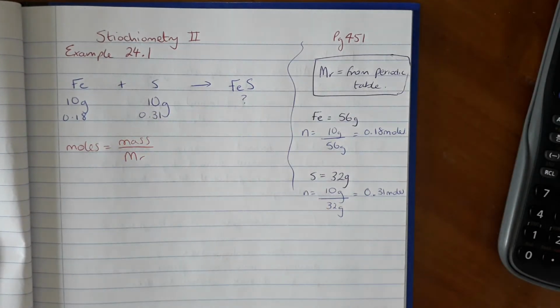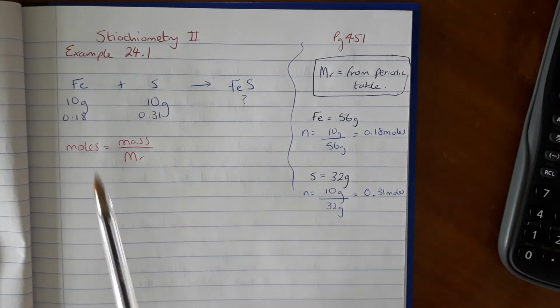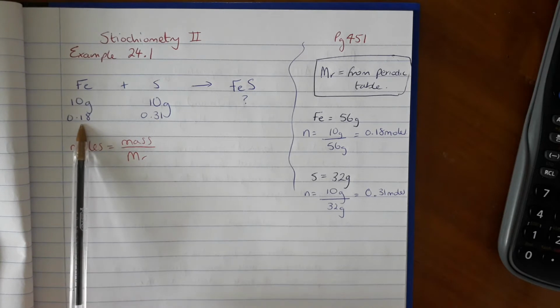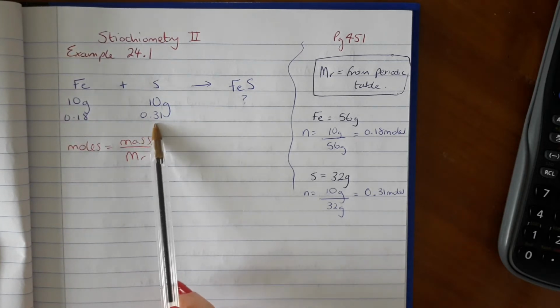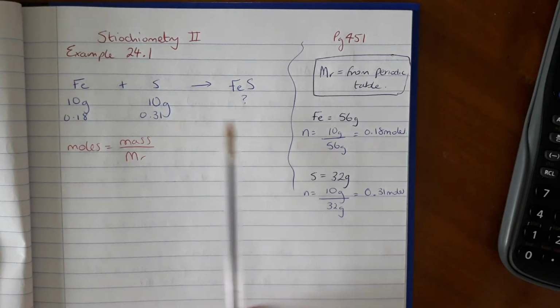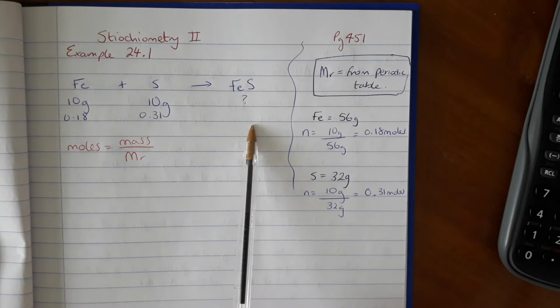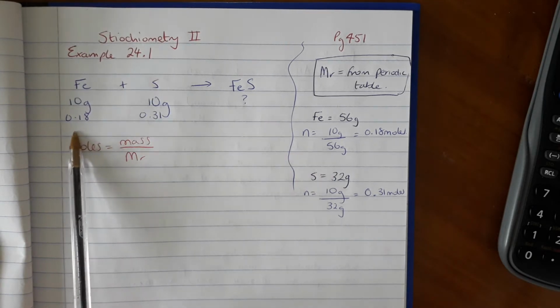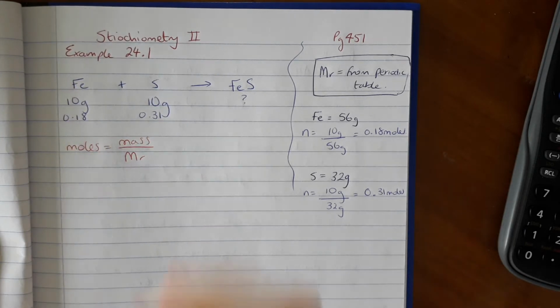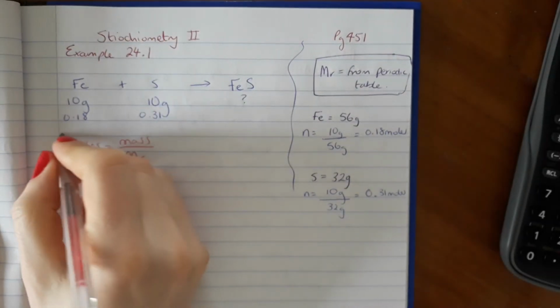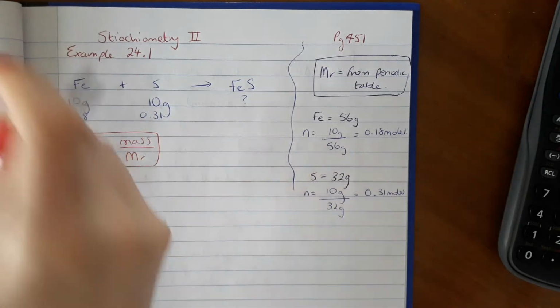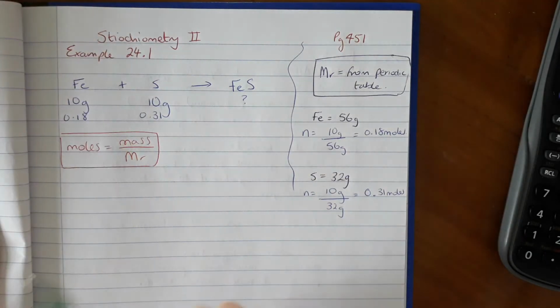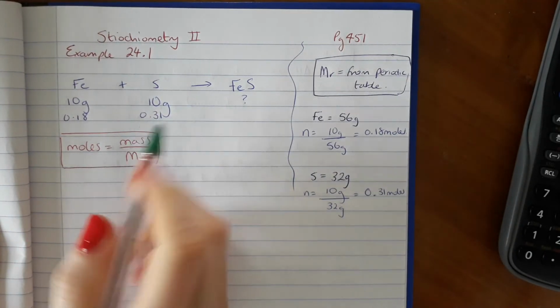And again I'm going to put it in over here. So what this question is essentially saying is 0.18 moles of iron reacts with 0.31 moles of sulfur, how much iron sulfide can it produce? At this stage, I have to identify which one do I have in a limiting amount and which one do I have in excess. So it's very clear from that question, 0.18 is less than 0.31.